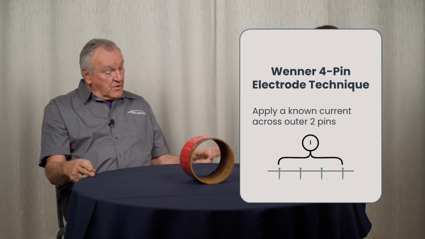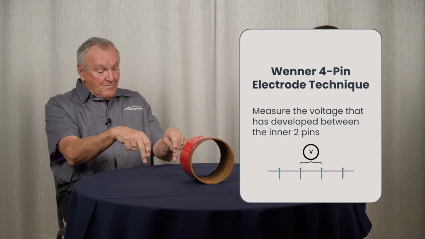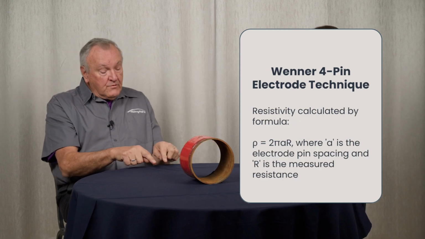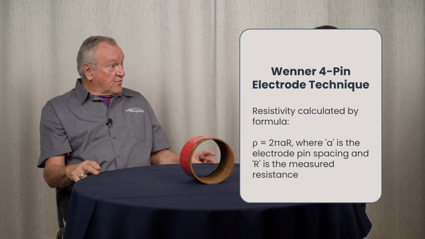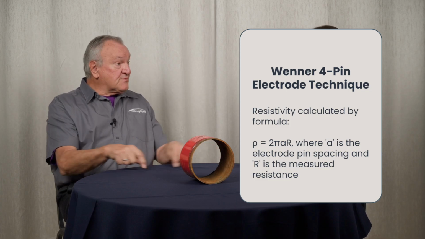So the idea behind the Wenner technique is that you take these 4 pins, you apply a known current across the outer 2 pins. That current flows through the soil from that pin to that point. If current is flowing through a conductor, it causes a volt drop. Yes. So you measure the voltage that is developed between the 2 inner pins. Okay. And the resistivity is then calculated by a formula that relates the measured resistance to the pin spacing. That then gives us the actual resistivity of the soil conditions.